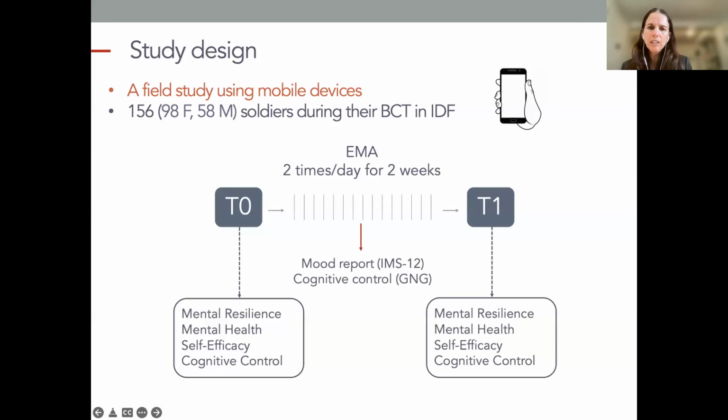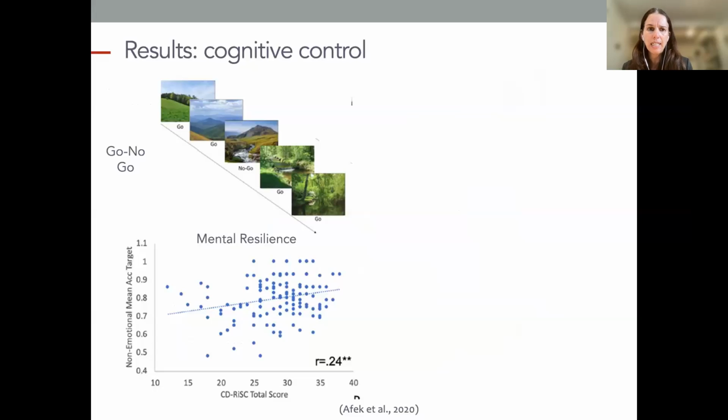And then we conducted a 2-week EMA study. Basically, we asked them twice a day, in the morning and in the evening, to provide us an immediate mood report. How are you feeling right now? And to complete a short go, no go task, a cognitive control task. And they did this twice a day, 5 days a week for 2 weeks. And then at T1, we repeated the baseline battery. And the idea was to try and get a better understanding of how the cognitive control manifestation in daily life is associated with parameters of resilience.